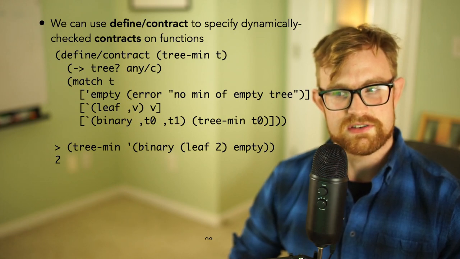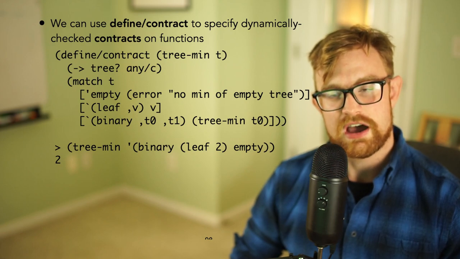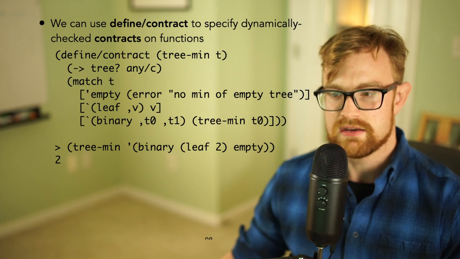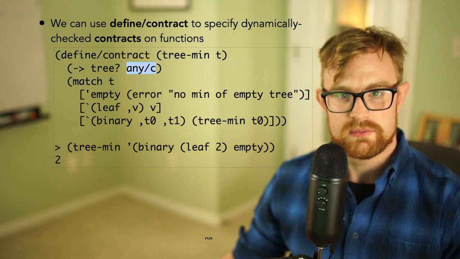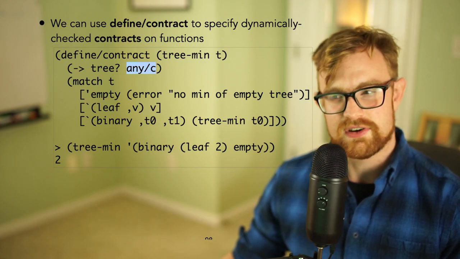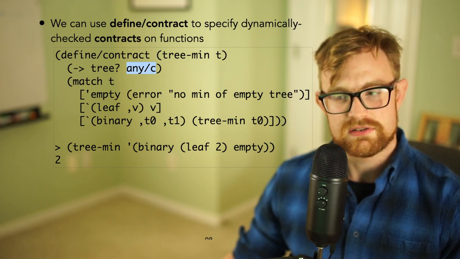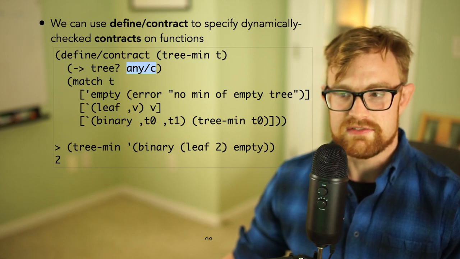You can use this define/contract form to annotate a contract on top of a function. If I have this function here, tree-min, I might say it accepts a tree-ha, and it produces any kind of a value. I could constrain this further, I might say something like a number, but because I don't know precisely what values are in trees, I'm going to say this could be any value.